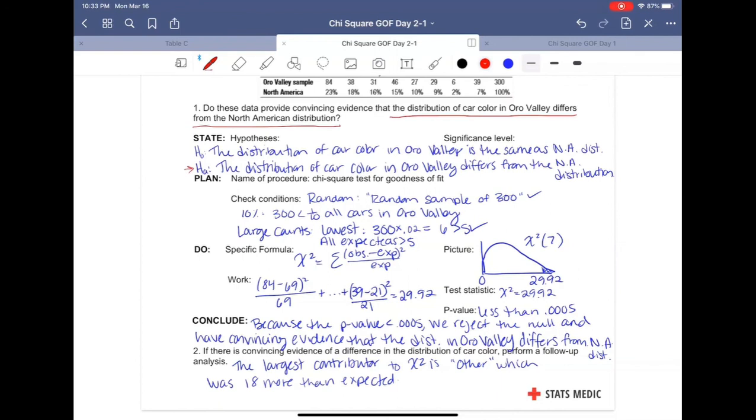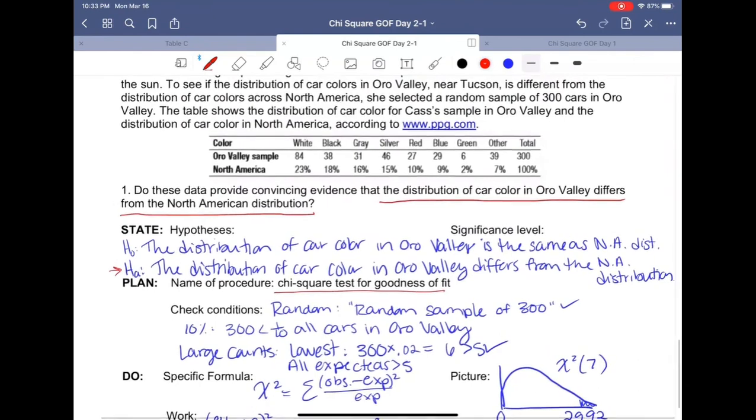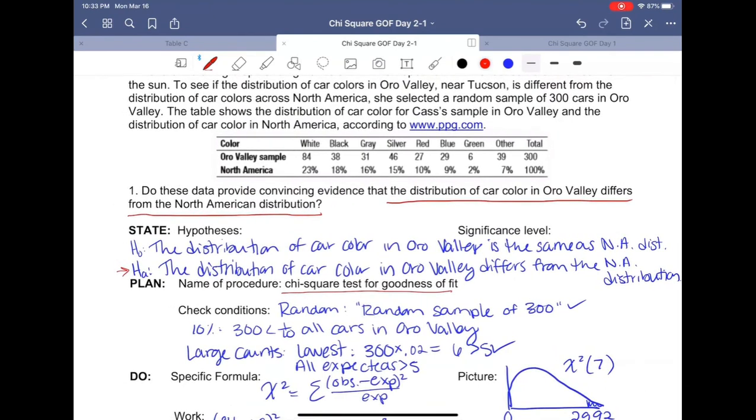In the plan portion, we're checking our conditions and naming the procedure. So again, chi-squared goodness of fit. Conditions, we've got random, 10%, and large counts. Now, this is an example of when you may not want to list out all of your expected values. So I can tell very easily from the problem which one is going to be the lowest, because this 2% right here, when I do n times p, I know that 2% is going to give me a lower expected value than any of these other proportions.